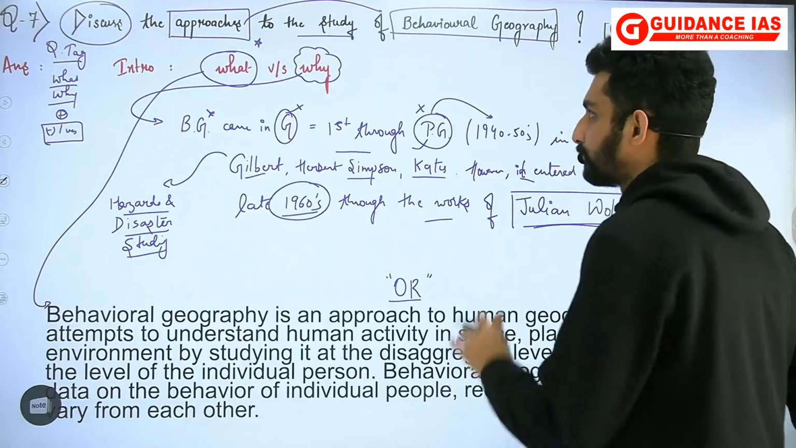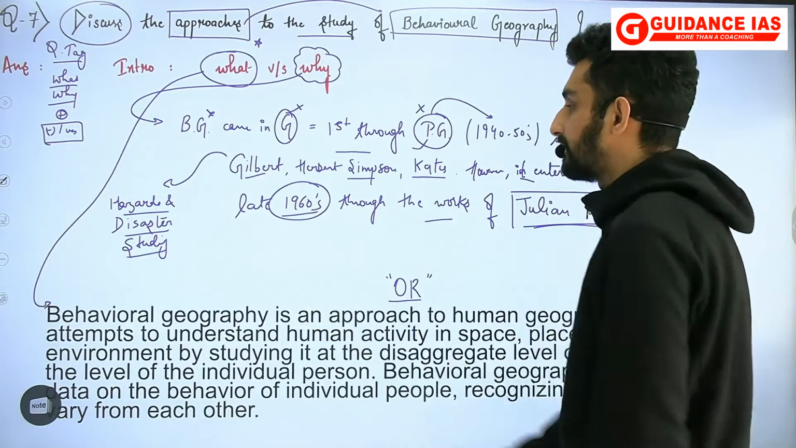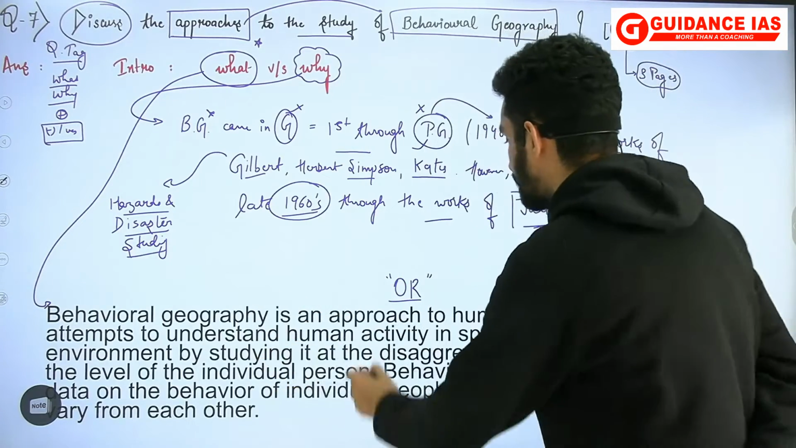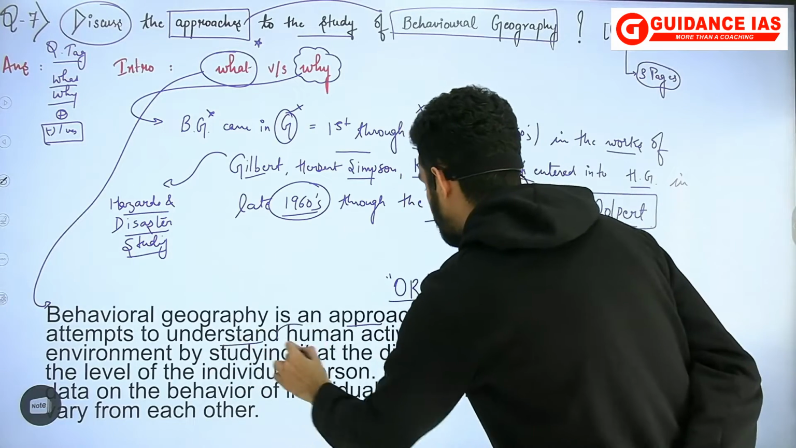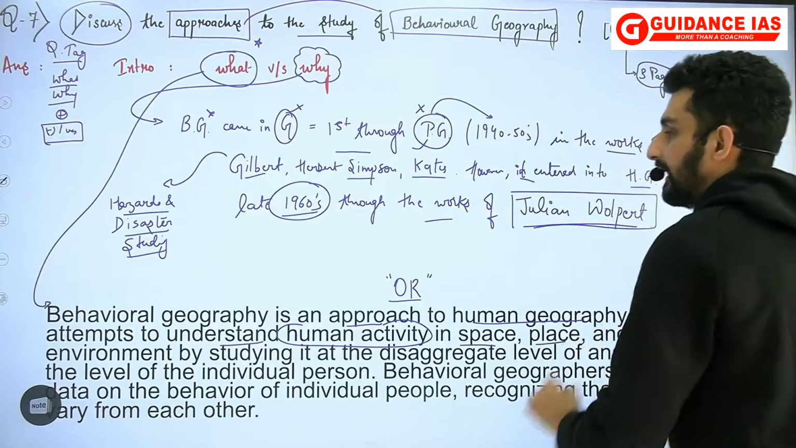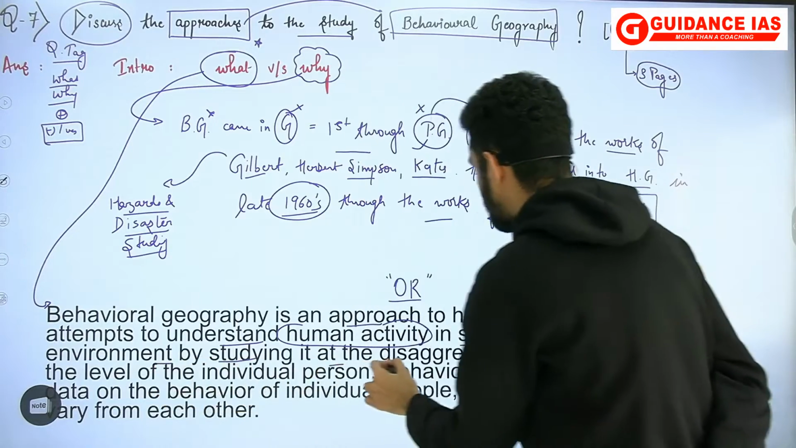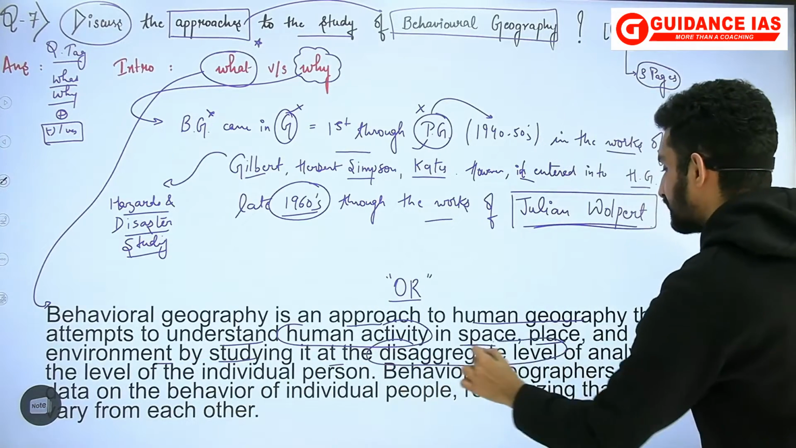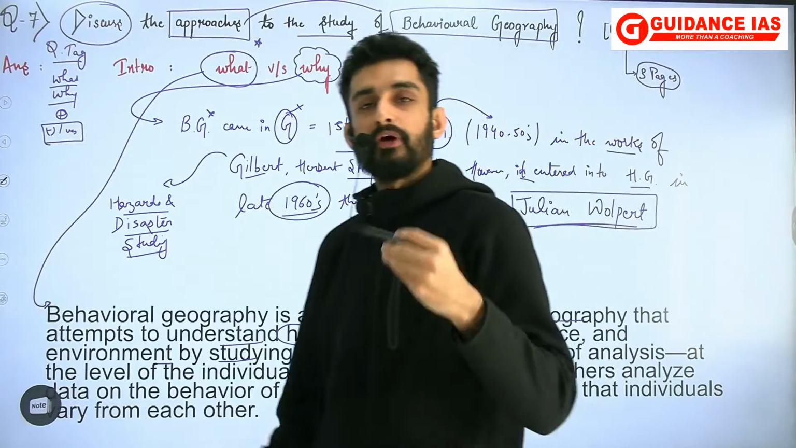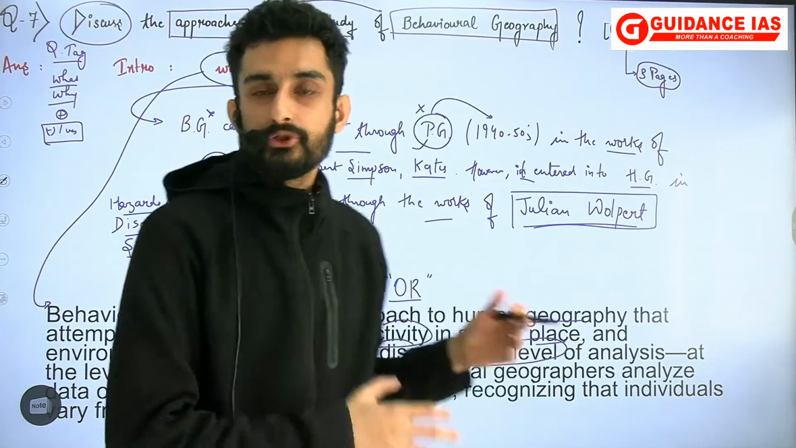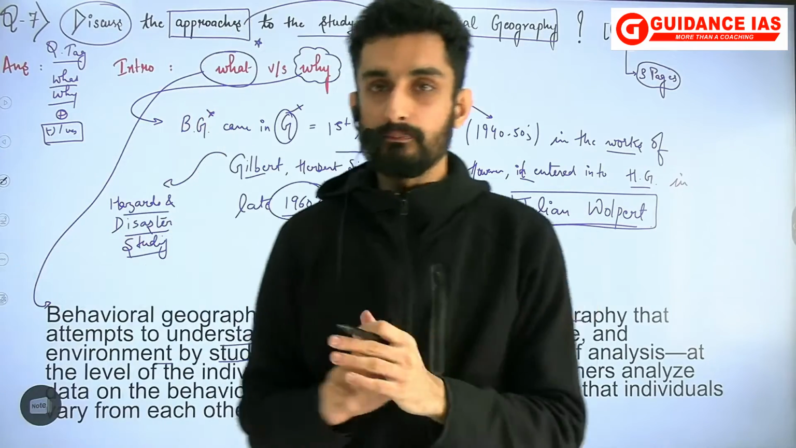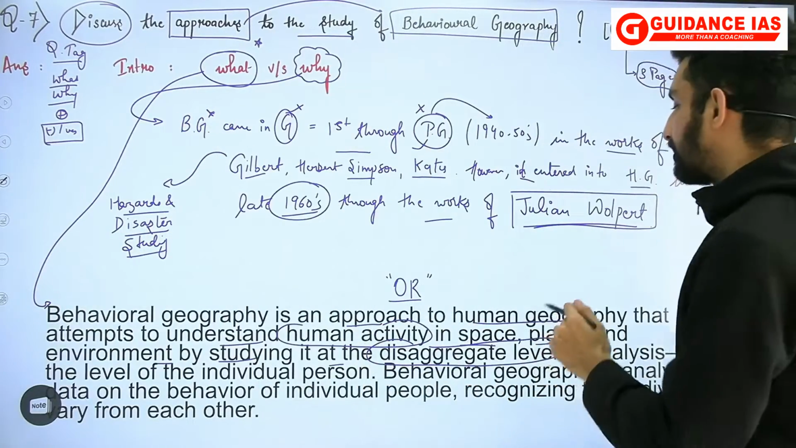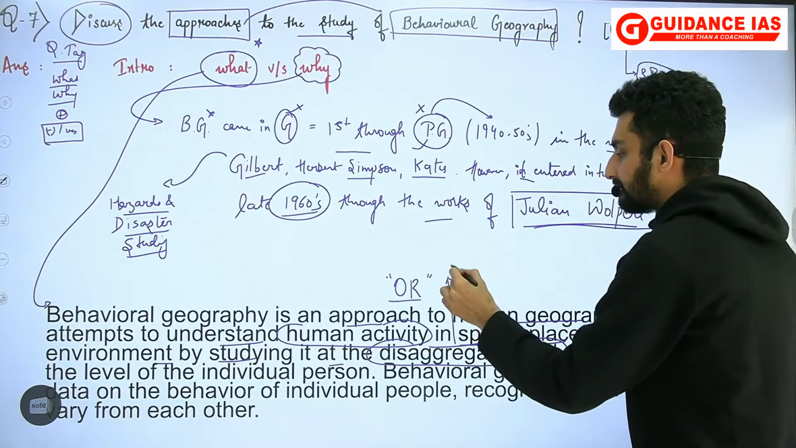At the same time, if you want to write what kind of introduction, you can simply write that behavioral geography is an approach to human geography that attempts to understand human activity in space, place, and environment by studying it at the disaggregate level. Disaggregate level का मतलब क्या है? Since quantitative revolution was actually treating humans at an aggregate level, as a homogeneous group of people or individuals. But behavioral geography क्या करता है, उसको disaggregate level पे ले जाता है.